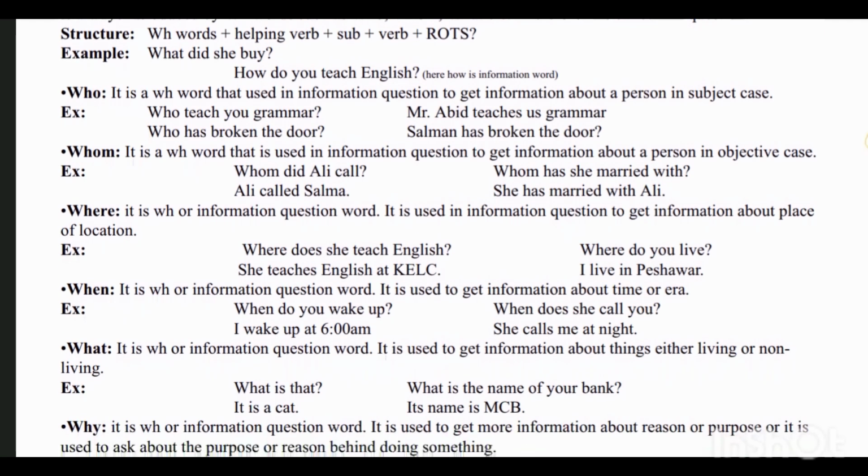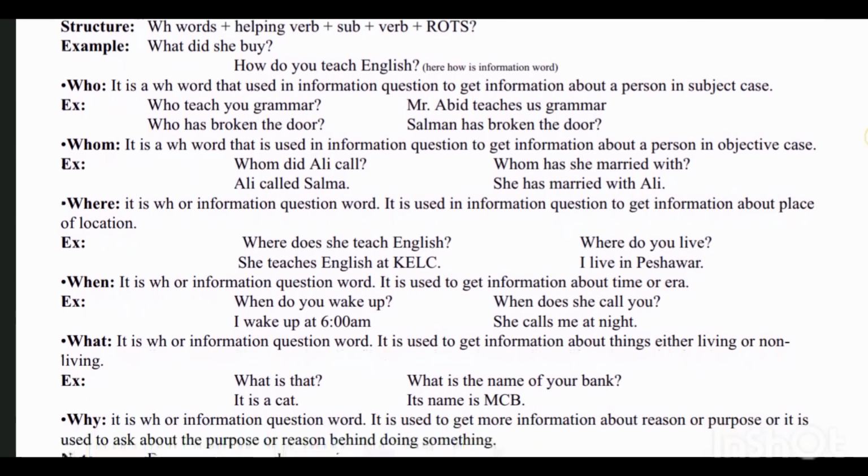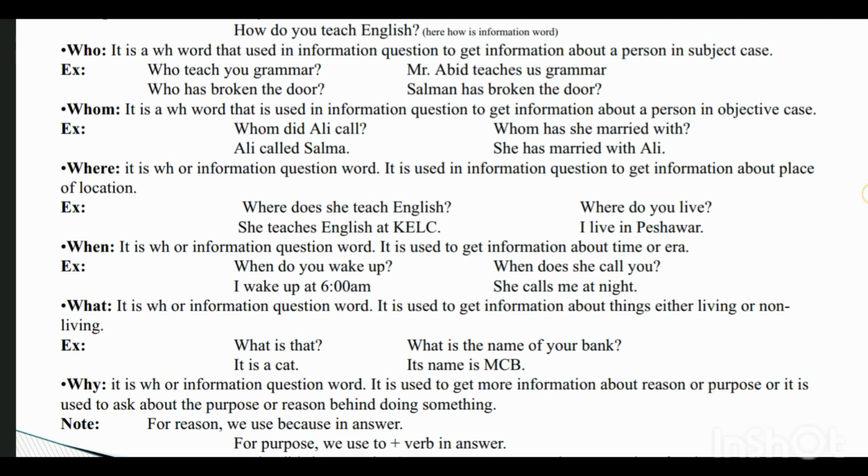What is a WH or information question word. It is used to get information about a thing, either living or non-living. What is that? It is a cat. And what is the name of your bank? Its name is MCB.